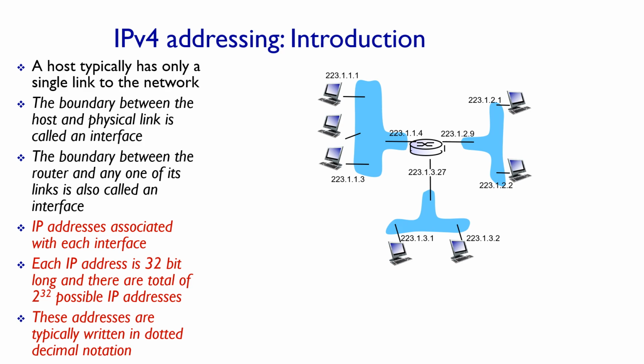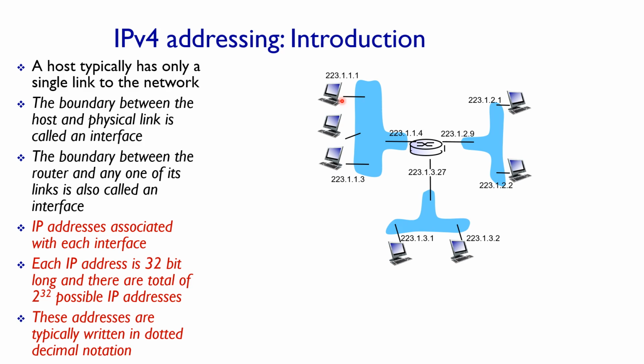The boundary between the host and the physical link is called an interface. So we use the term interface, which represents the boundary between the host and the physical link. That is, every host is connected to the internet with a link, and this physical connection is known as an interface.